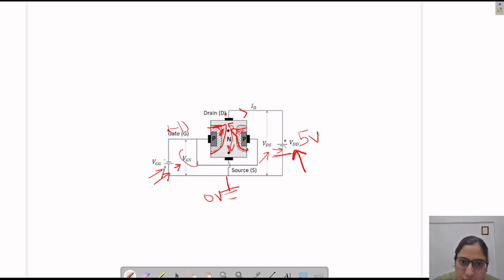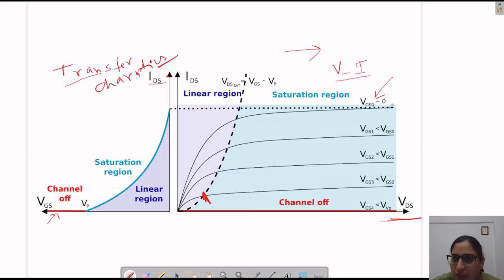This VGS, first it was 0. Then we will increase it: -1, -2, -3. Similarly, this graph is drawn like that. First the VGS is 0, then we will get the maximum current ID here. At this point we are getting the pinch off. So this is the value where we are getting the pinch off.